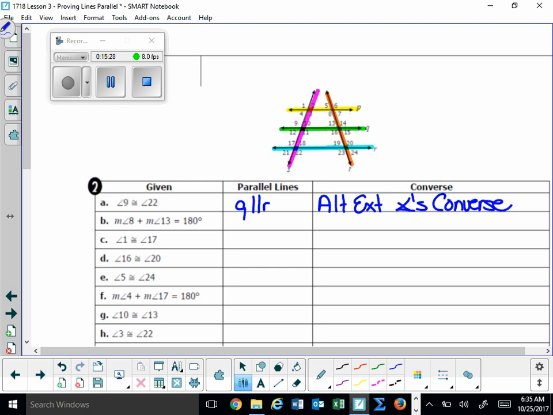8 plus 13 equals 180. 8 and 13 are both on my orange transversal. 8 and 13 are consecutive interior angles, which have to add up to 180. So P is parallel to Q. Consecutive interior angles converse.